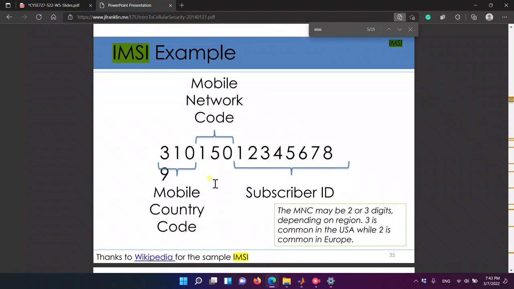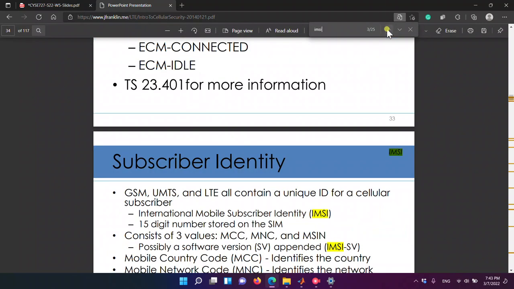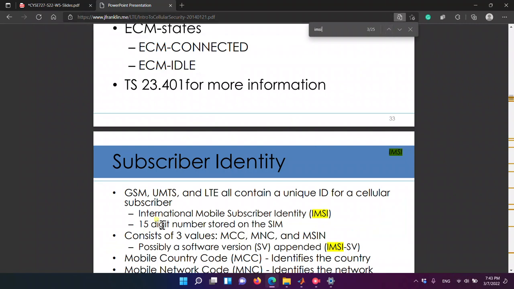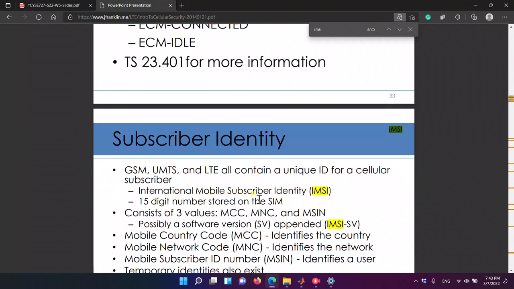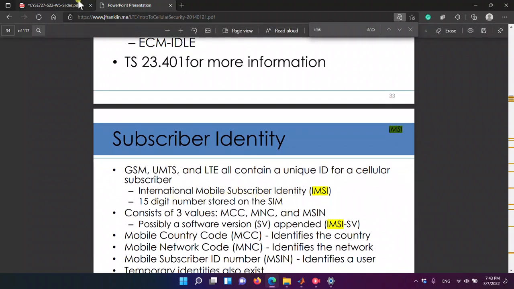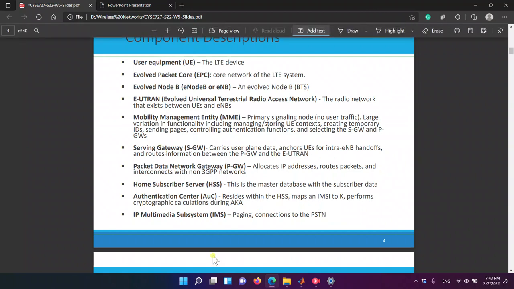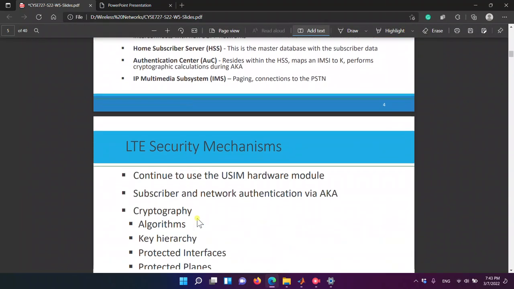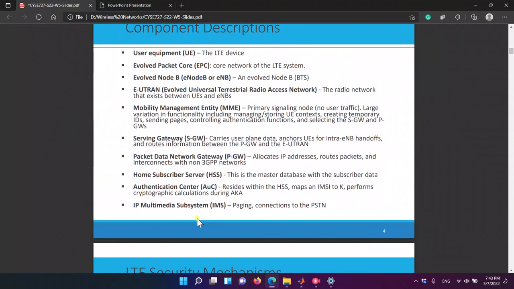So here we have the mobile country code, here the subscriber ID, and this is the mobile network code. The IMSI is all of it. So it's the international mobile subscriber identity. It's a 15 digit number stored in the SIM card. And that's what I was trying to say, the SIM. So, yeah.